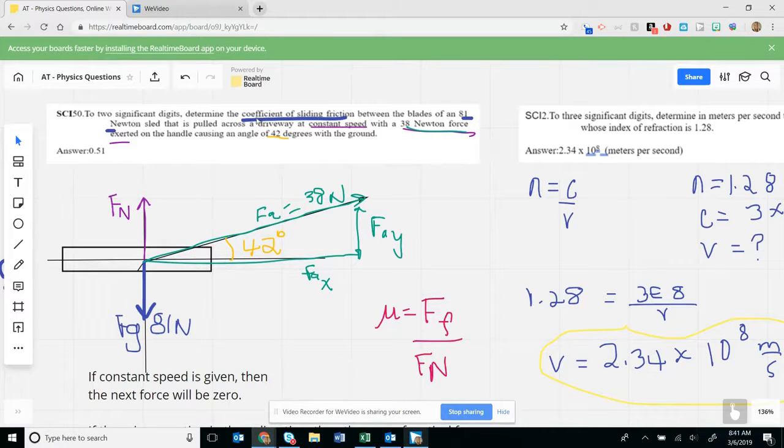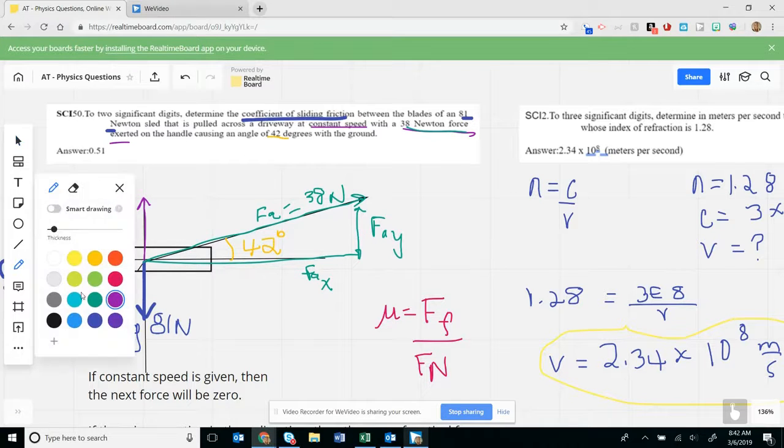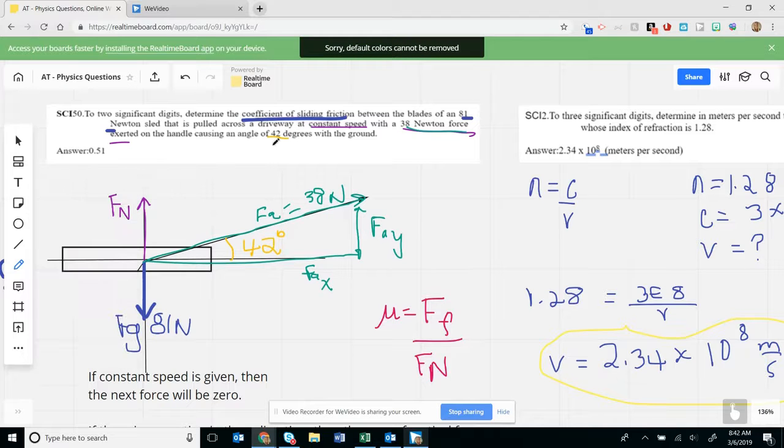This one asks us to determine the coefficient of friction, which is the Greek letter mu, between, and I'm just going to get a pen here. So they're really asking us to find mu. It looks kind of like a cursive U between the blades of an 81 Newton sled. So if that is the weight of the sled, that is that downward force of gravity. So I've labeled that right here.